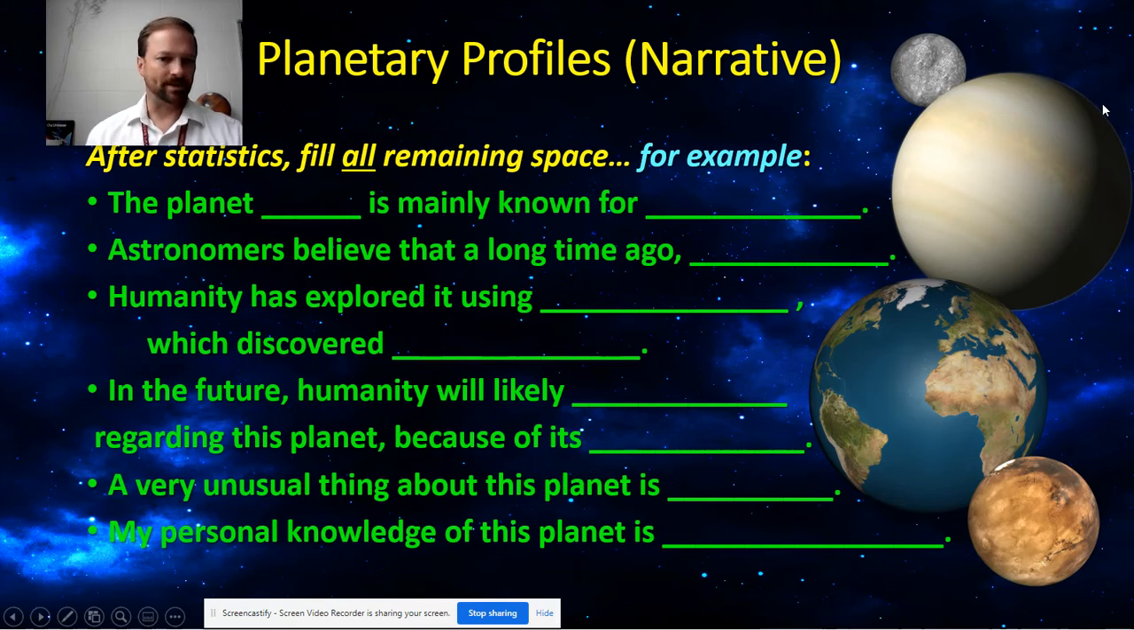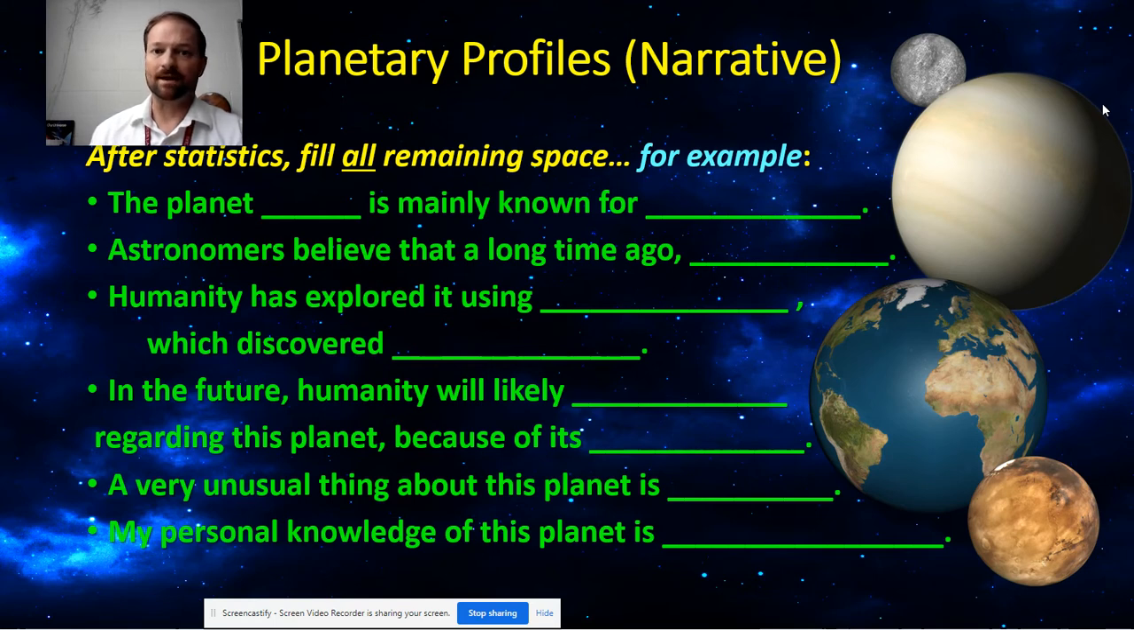The planet Mercury is mainly known for being the smallest and fastest of all of the 8 planets. It is also known for, or suspected to be, the core of what used to be a much larger planet. Okay, so there's a sentence that you could just take in any direction you want to. Astronomers believe a long time ago Mercury was larger. Humanity has explored it using the Mariner 10 spacecraft, which did laps around it, took photographs, and mapped most of the surface before it ended its mission.